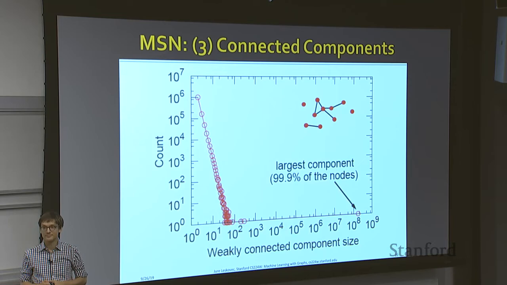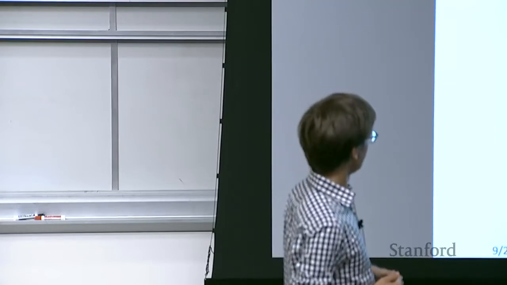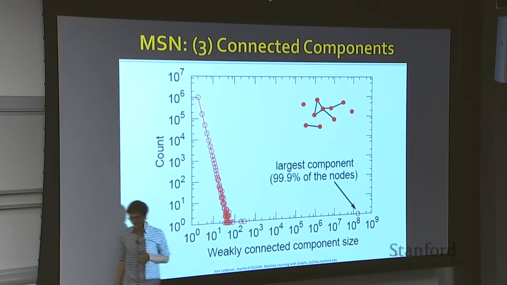Why are you looking at weakly connected component size? Can you repeat? This is an undirected graph. Correct. So why are we looking at weakly connected component size? Sure, it's the same. Ignore, yeah. Probably because I also was looking at the directed graph, but I did not include that. Okay, so this is undirected.